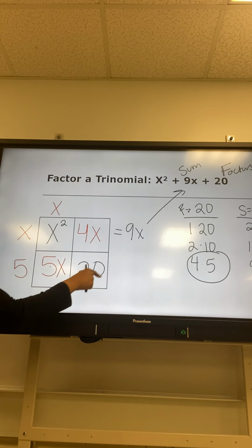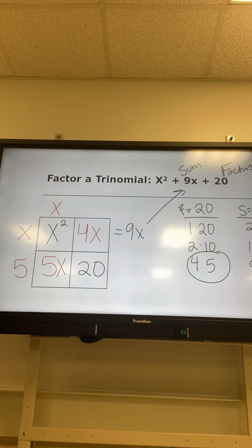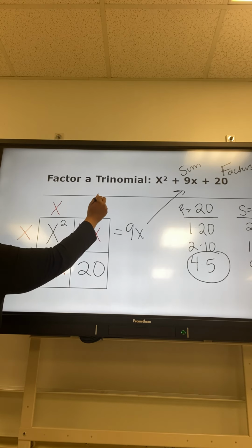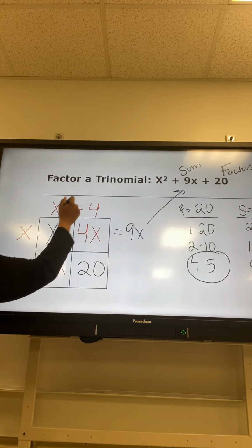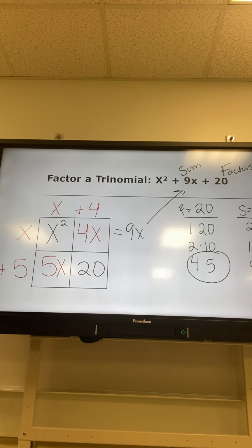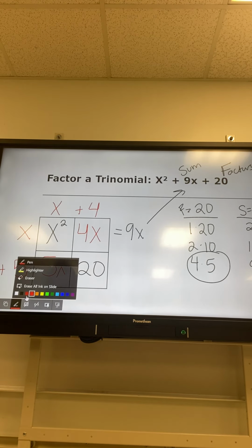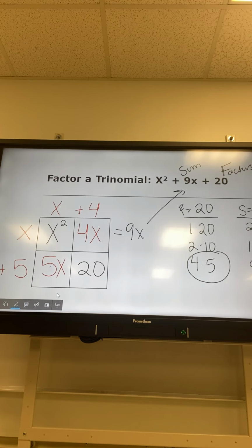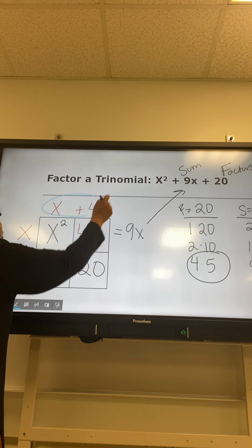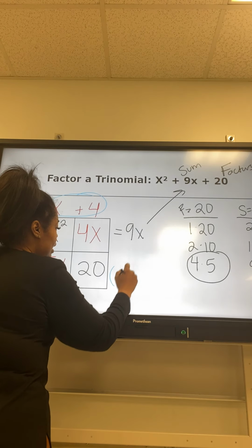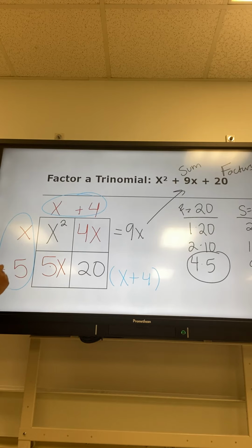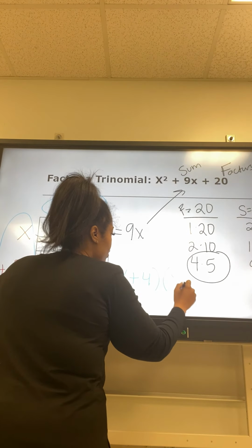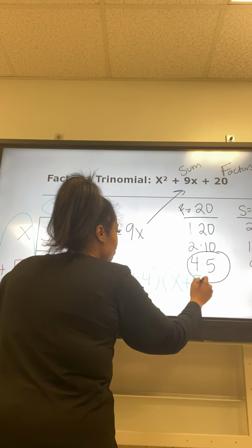And then the last square, in order to get 20, it is multiplication. So 5 times 4 is how we get 20. And so the 5 was positive and the 4 was positive. And so what we'll notice is on the outside of the box, we have two binomials. So our top binomial is x plus 4. And then our binomial on the side here is x plus 5.